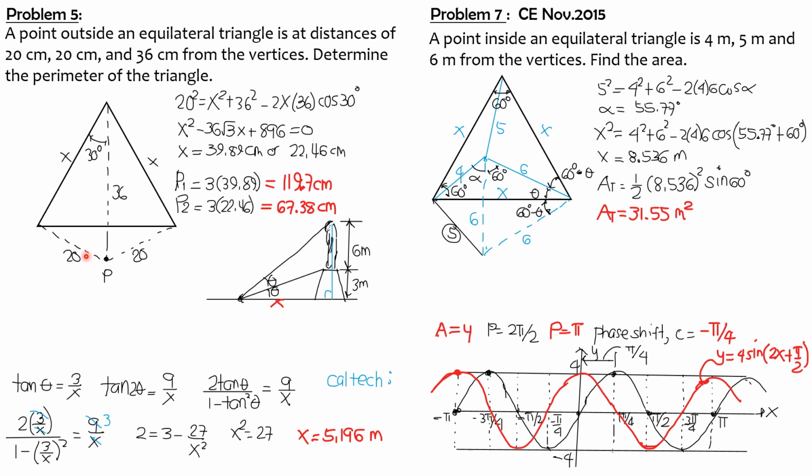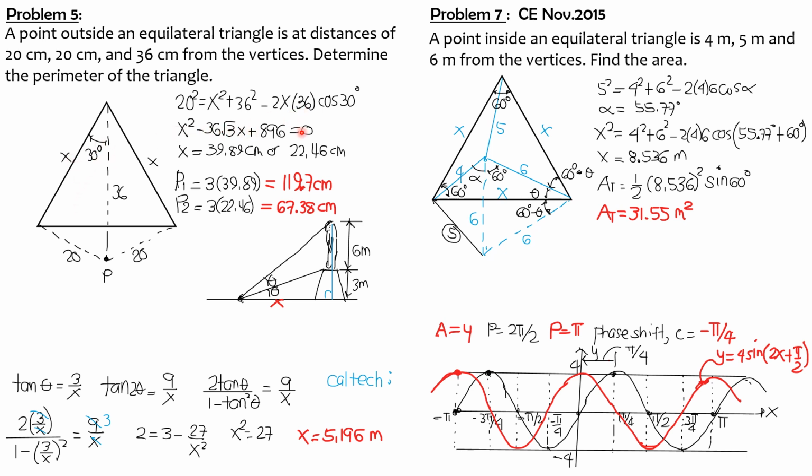So by analysis, because these two are equal, this 36 cm length of line should bisect the interior angle of the equilateral triangle. So this is 30 degrees, another 30 degrees, remember 60 degrees interior angles of an equilateral triangle. We'll call the side of the equilateral triangle x. So by cosine law, 20 squared, opposite to 30, equals x squared plus 36 squared minus 2 times x times 36 cosine of 30 degrees.